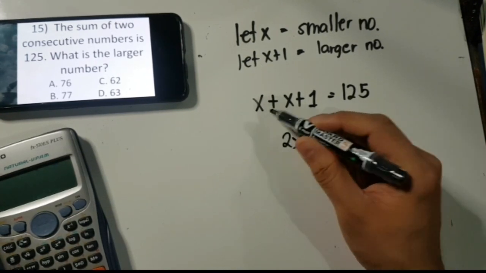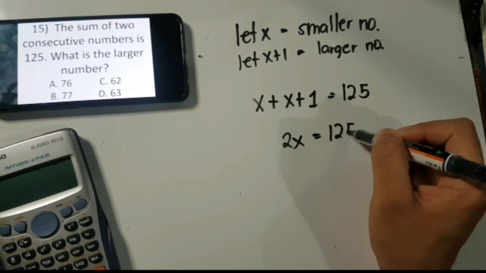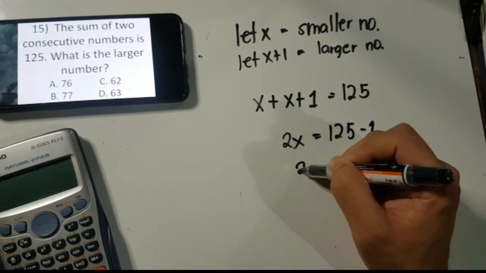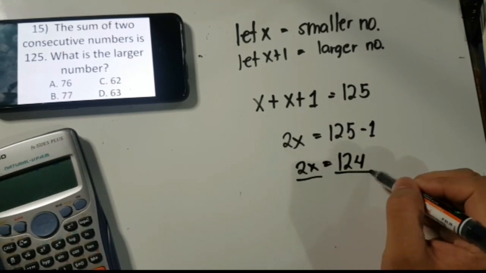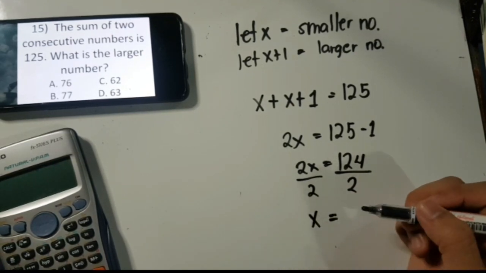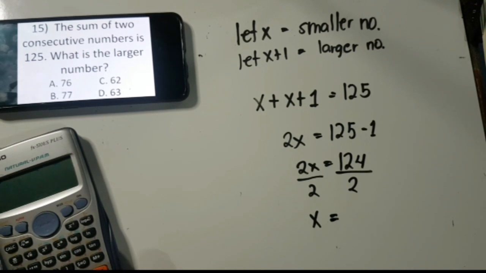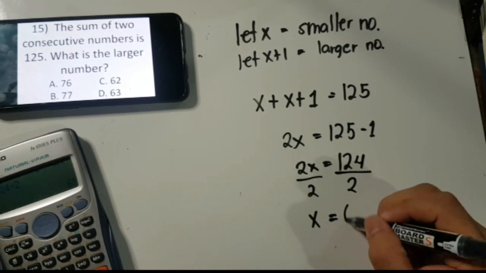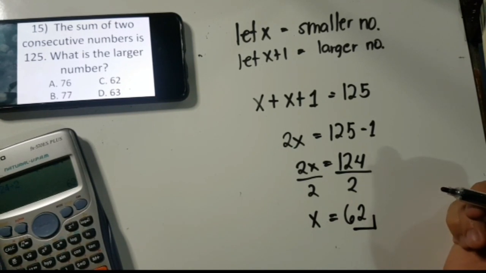So, 2x. Add lang natin ito. Subtract both sides si 1. So, 125 minus 1. So, 2x is equal to 124. Divide both sides by 2. So, x is equal to 124 divided by 2. So, ganyan talaga pag math major. So, 62. Okay?